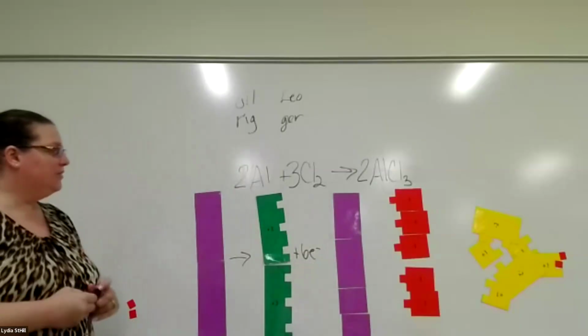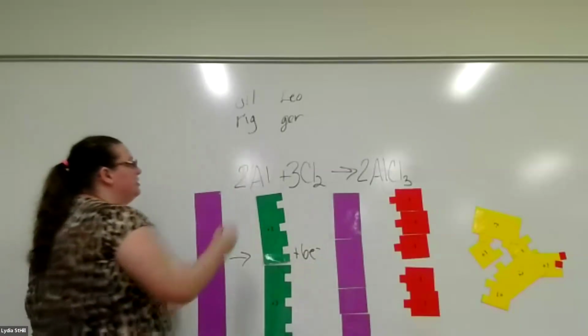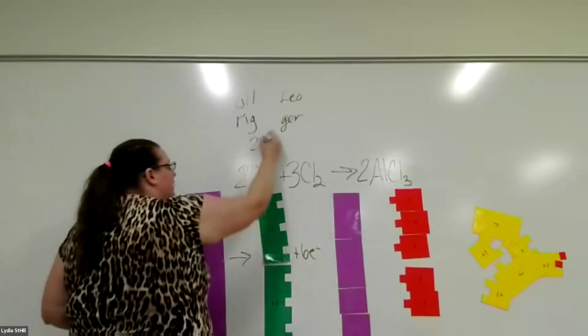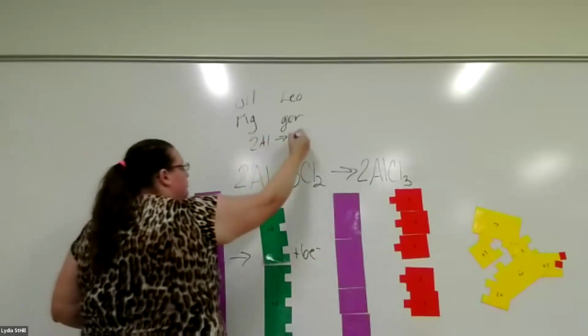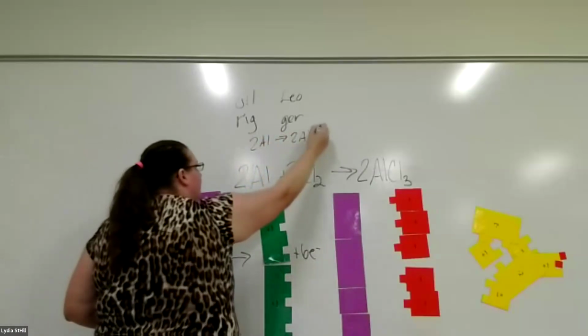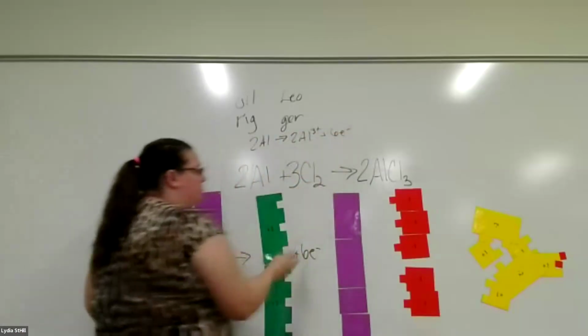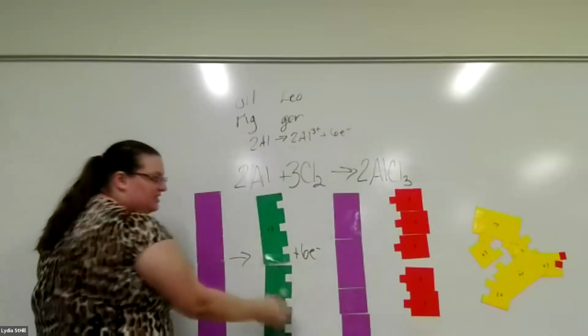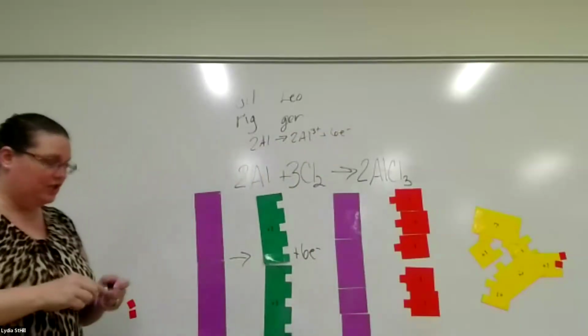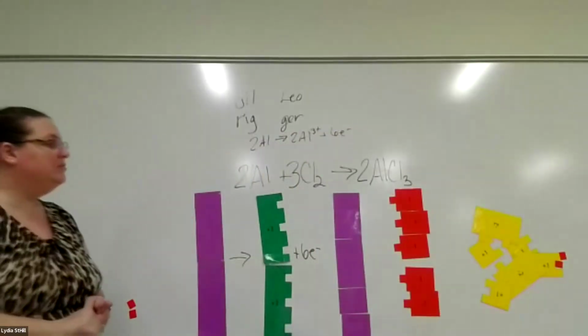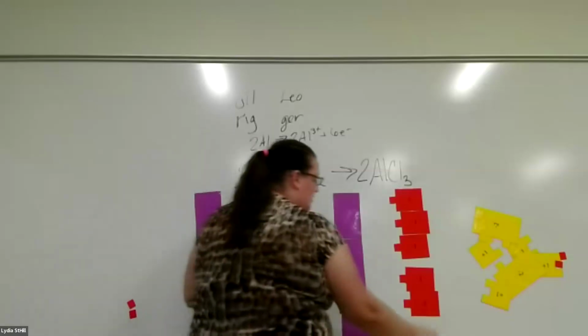So in this case, we understand that our half reaction would look something like 2Al goes to 2Al3+, and then we're going to say plus 6 electrons because we needed 1, 2, 3, 4, 5, 6 to satisfy the balanced equation. All right, so now let's look at the chlorine.